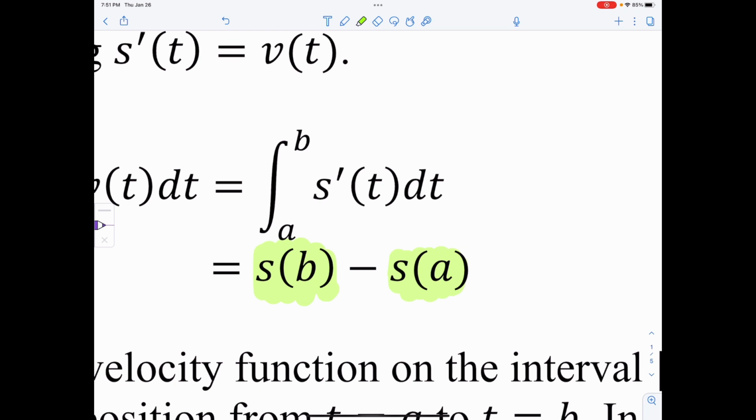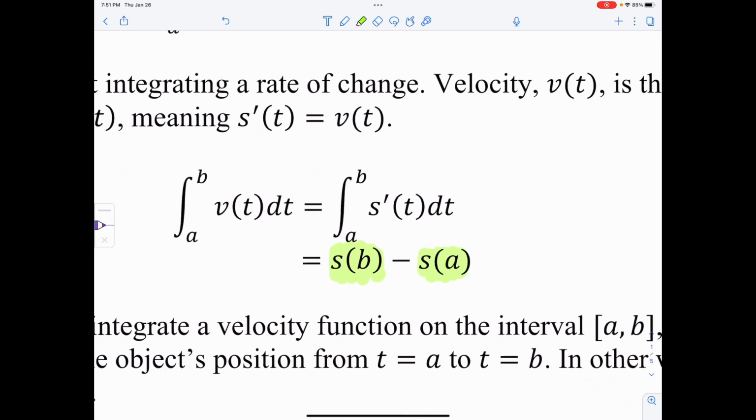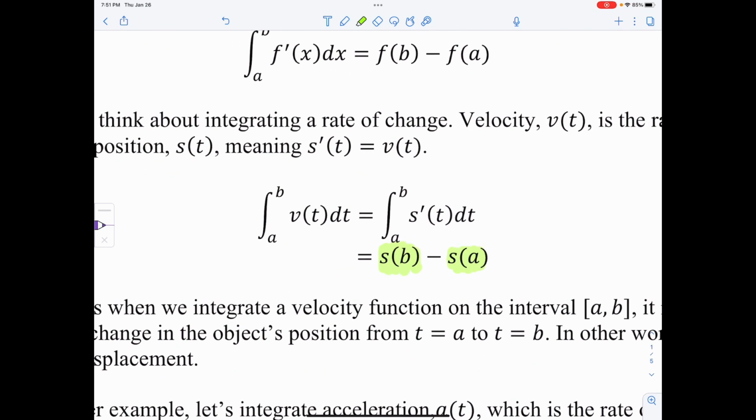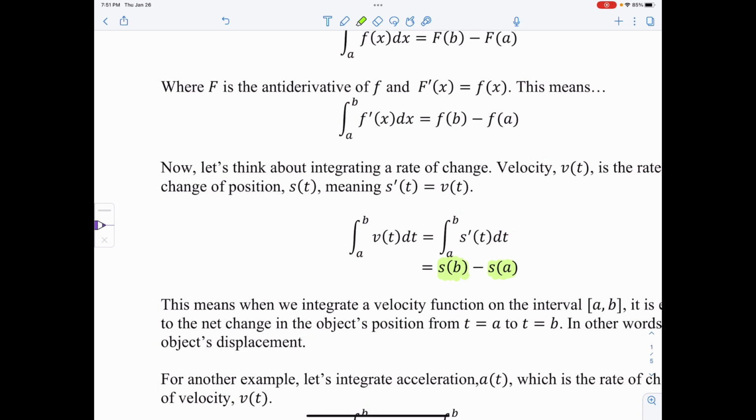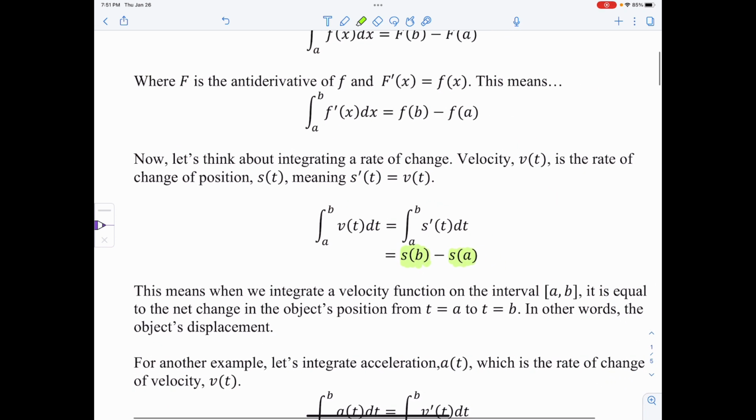So if we're calculating that difference, ending position minus starting position, what is that going to represent? That's going to represent the distance from the starting position to the ending position, or in other words, the object's displacement. That difference we also refer to as the net change. I know you've heard me say this before. So it's the net change in the object's position on the interval from a to b.